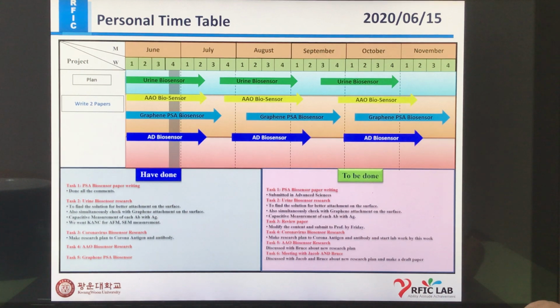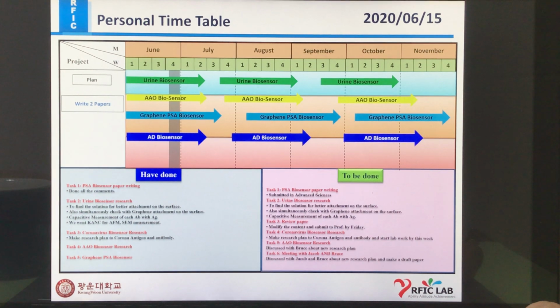So in the next week, I have planned six tasks. The first task is PSA biosensor paper writing, which is already submitted in Advanced Sciences. And task 2 is urine biosensor research, to find a solution for better attachment on the surface. We also did AFM and SEM last week to check the surface, and what we got in the AFM and SEM I will explain to you later.